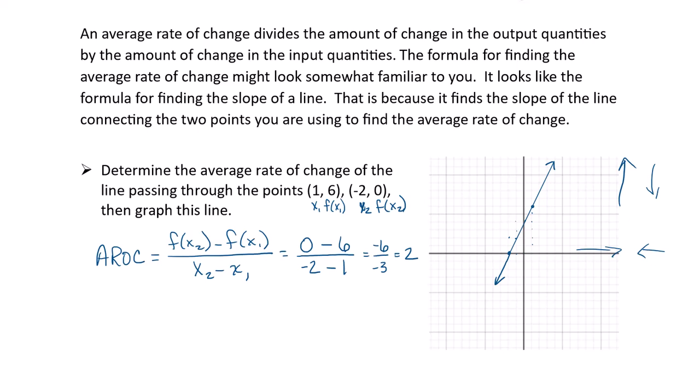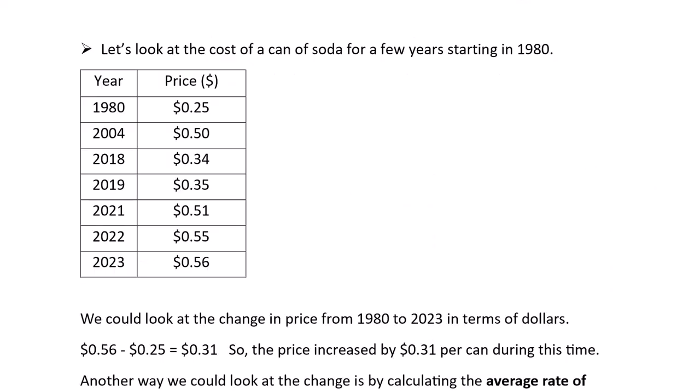So let's look at some data on the cost of a can of soda for a few years, starting with the year 1980. In 1980, the price was 25 cents. 2004 went up to 50 cents. In 2018, we're at 34 cents. 2019, 35 cents, and so on, up to 2023 when it's 56 cents.